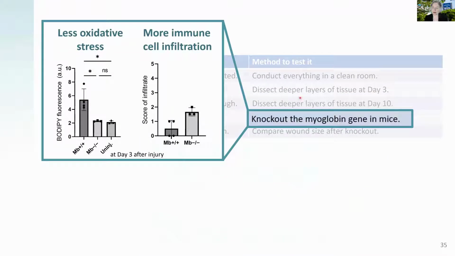When we knock out the myoglobin gene in mice, bingo, we get a lot less oxidative stress. So ++ is the normal genotype of a mouse, and BOTA-B is a measure of lipid peroxidation, so that's oxidative damage. And when we knock out the myoglobin minus, the level of lipid peroxidation is almost as low as an uninjured control tissue. And we start to see intact immune cells returning to the wound bed, which is more normal.